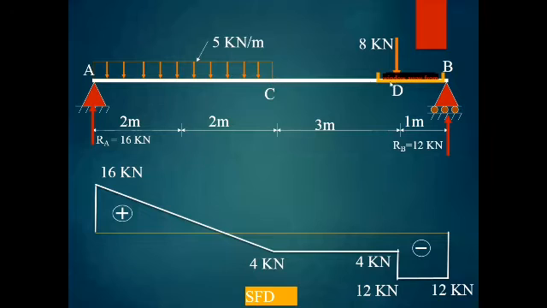Wherever there is no load, so between C and D or D and B, there is no load. So between C and D, there is a horizontal line. Between D and B, there is a horizontal line. And between A and C, there is UDL. So you will get the inclined line. So this is the shear force diagram.